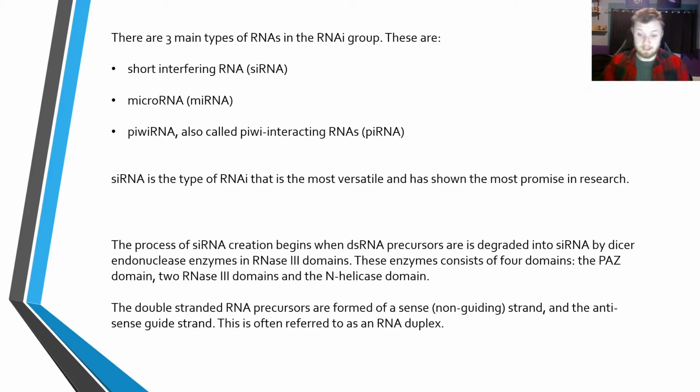In order to create siRNA, the type we're focusing on, the double-stranded precursor must be broken down into smaller pieces by Dicer proteins. The precursors and the new small 20 to 25 nucleotide long siRNA pieces have a non-guiding sense strand and an antisense guiding strand that is complementary to the mRNA, which is how it guides. This is often called an RNA duplex.